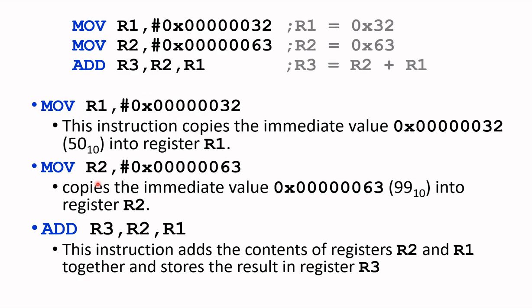The next instruction basically is similar or identical to this, but instead of copying 32 hexadecimal, it copies 00000063 hexadecimal. Copy this value into register R2. And then the third instruction basically adds the contents of R1 and R2, these 2 values, adds them up, and then stores it into register R3.